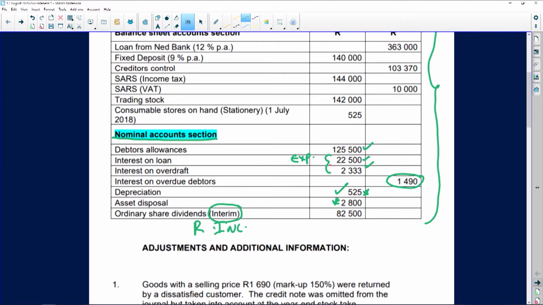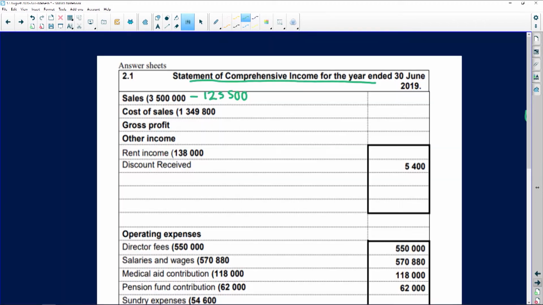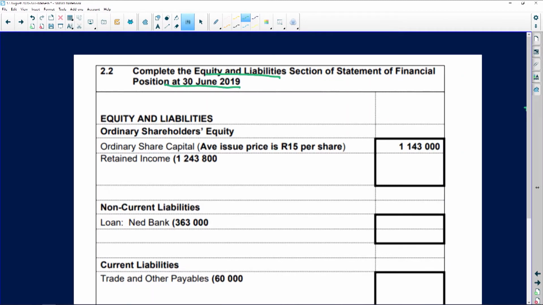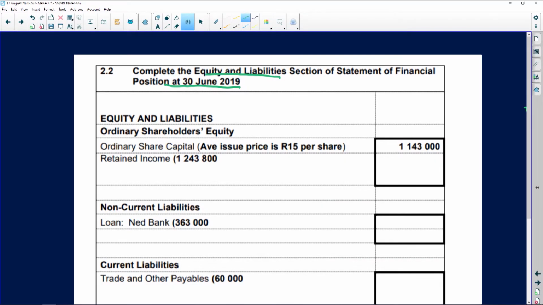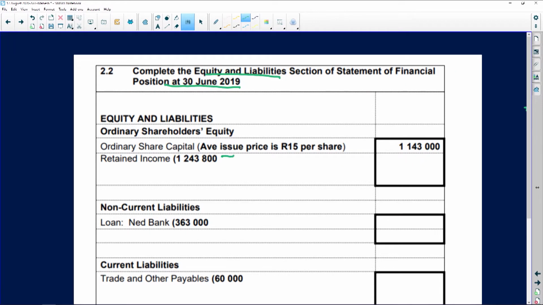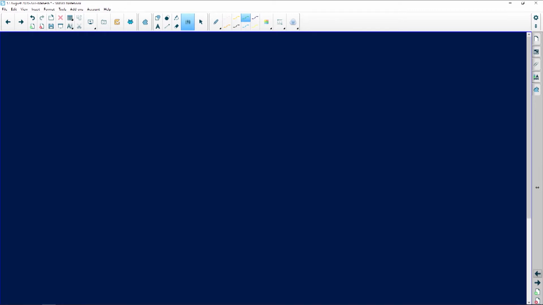Now, if I go to my answer book, I'm given a part of the balance sheet and I'm given retained income. And as you can see, they want me to show my calculations in brackets. So remember, interim dividend is going to reduce retained income, so that amount that was given to me minus 82,500. Okay. Right, trial balance, nominal account sorted.